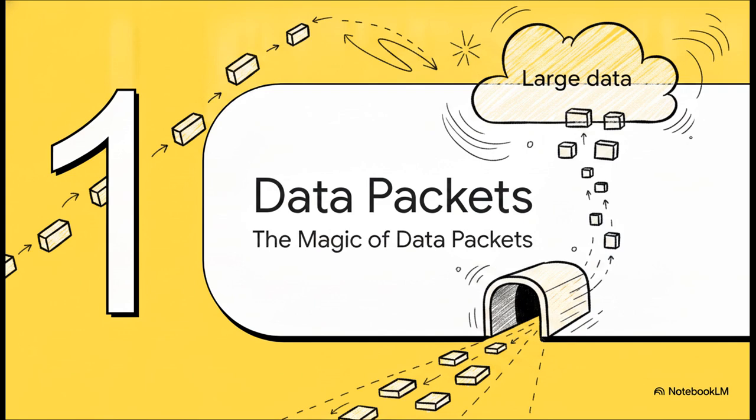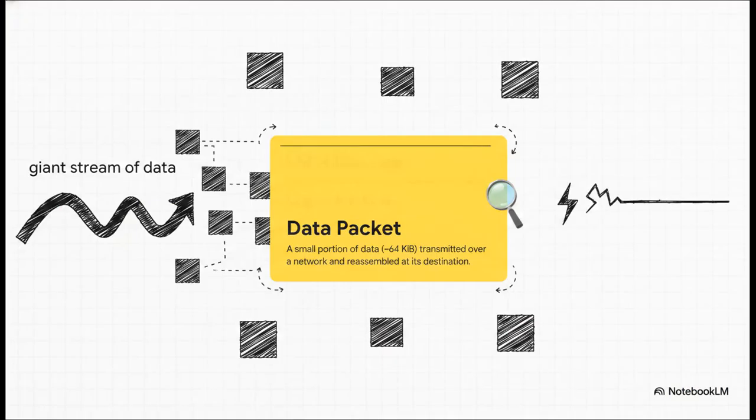All right, section 1, the magic of data packets. You see, we don't just blast one giant stream of data across the web. Instead, we chop it up into smaller, super manageable chunks called data packets. To put that into perspective, a standard smartphone photo is broken down into over 70 individual packets. By keeping them tiny, usually around 64 kilobytes, the network becomes incredibly efficient and totally resilient against dropped connections. It's kind of like moving a mountain one bucket at a time.